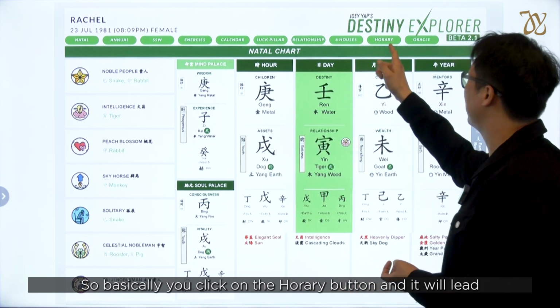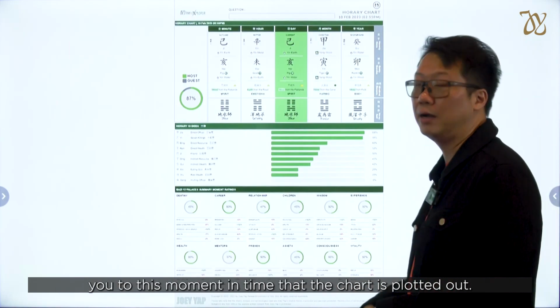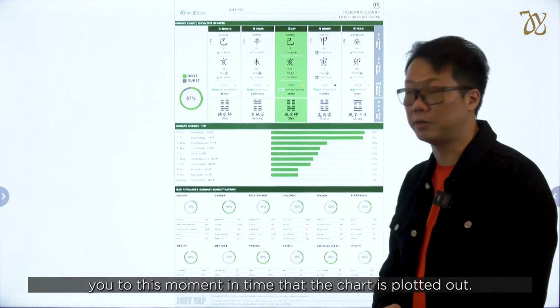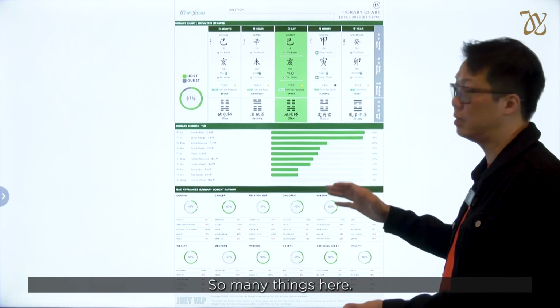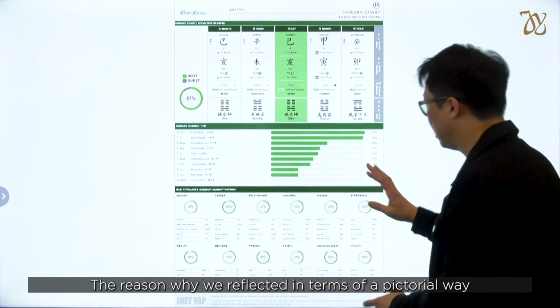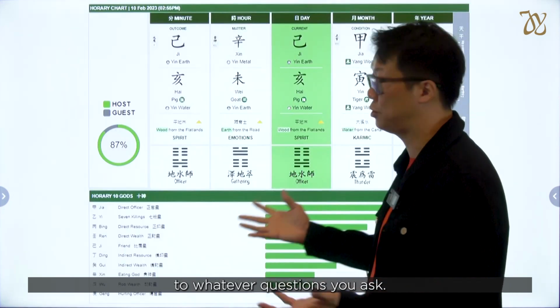So basically you click on the Horary button and it will lead you to this moment in time that the chart is plotted out. So clearly you will see, wow, what do I see here? So many things here. The reason why we reflect it in a pictorial way is so that you could give quick answers to whatever questions you ask.